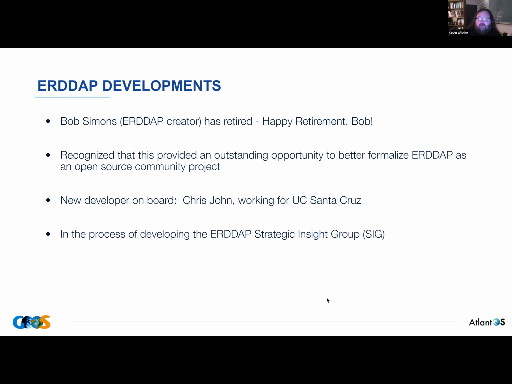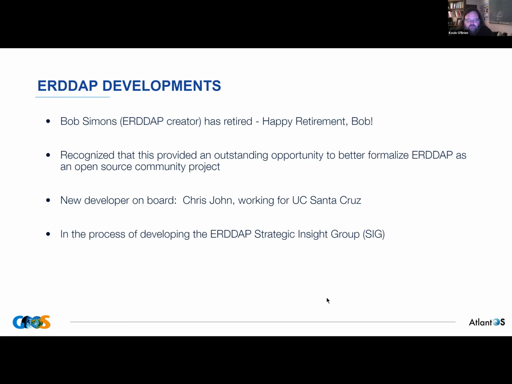We are lucky to have a new developer on board. Some of you may have heard his name, Chris John, currently working for UC Santa Cruz. He has extensive history in software development, working with Google. He had been working at UC Santa Cruz for the last few years and has been involved in ERDAP development, contributing tools and working with Bob to build the test suites and all that. So he's very well versed in ERDAP. He's a smart guy. He's a really nice guy. It's great to have him on board, and I'm thrilled to have him working with the community.